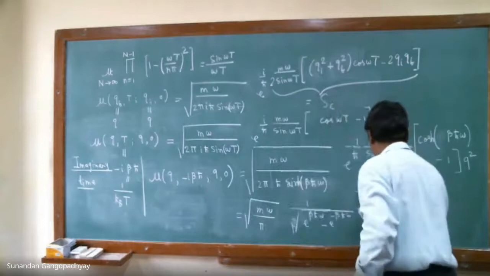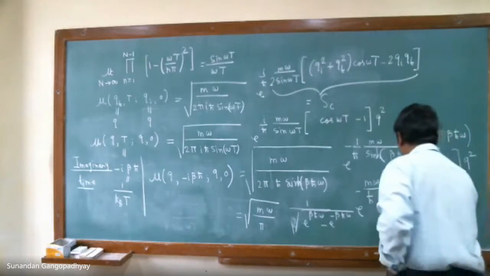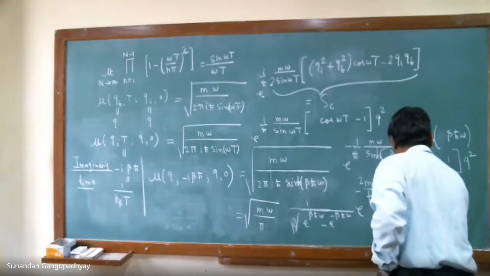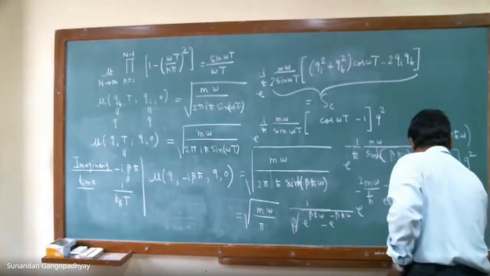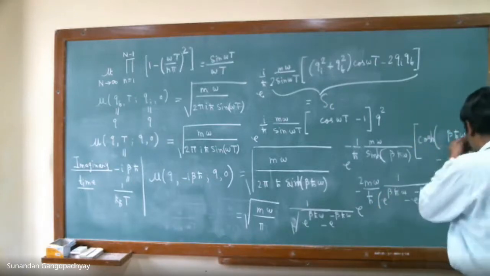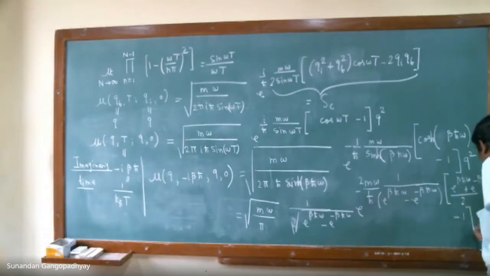Okay. So now we have minus this, and here also you do the same thing. You have a 2. This will be e to the power of beta h bar omega minus e to the power of minus beta h bar omega. And here also you can do the same thing. This will be e to the power of beta h bar omega plus e to the power of minus beta h bar omega by 2 minus 1 u square. Can you see this? Is this visible? Yes, sir. Okay, good.